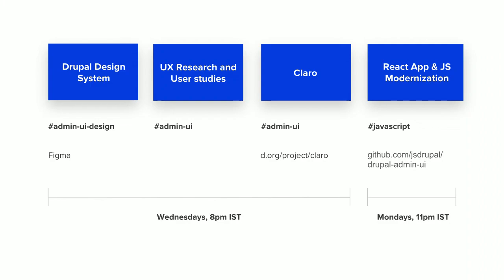So this is a quick overview of everything which is involved in the initiative. The Drupal design system has its own channel in the Drupal Slack. Just head over to Admin UI Design, and you'll see everything we discuss, except the things we discuss in Figma. For the UX part, research and user studies, it's the Admin UI channel. Everything for Claro is also the Admin UI channel. And everything JavaScript, like the React app and the modernization of the whole JavaScript stack, is the JavaScript channel.